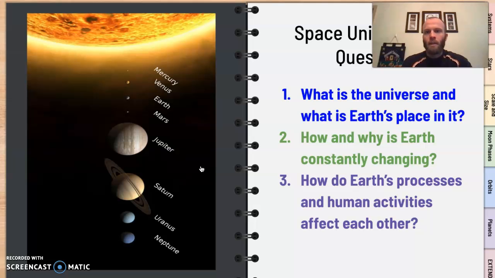Right here at the very beginning, here are the three essential questions. What is the universe and what's Earth's place in it? How and why is Earth constantly changing? And how do Earth's processes and human activities affect each other? So these are the big overall pictures. Over here on the right-hand side, you can see the different lessons that we'll go through that relate to our space unit. And all of these are links that students can just click on.